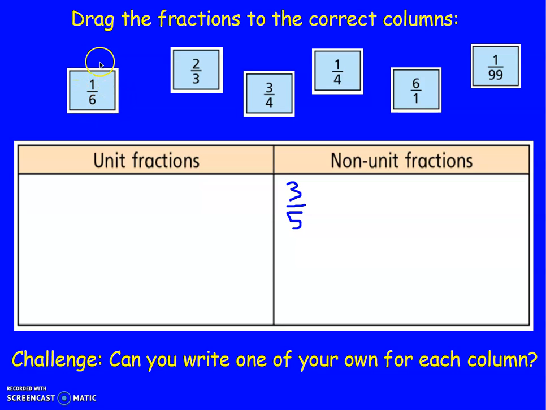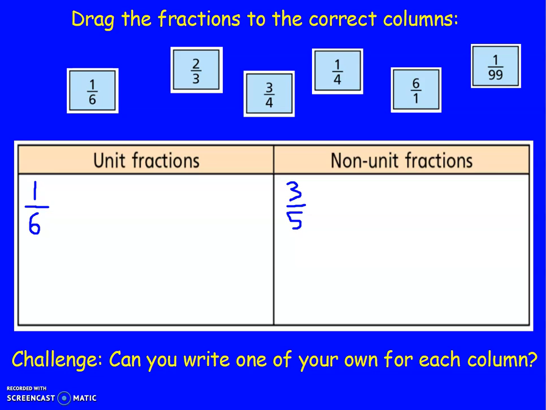1/6. Is that a unit or non-unit fraction? What do you think? Good. It's a unit fraction because the numerator is 1. So if our fraction has a 1 on the top line, it is always a unit fraction. So we will write that one into that column.